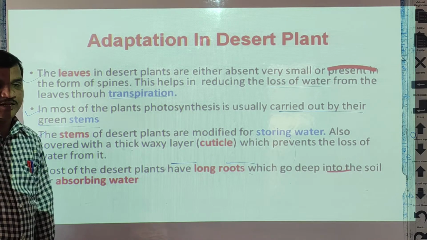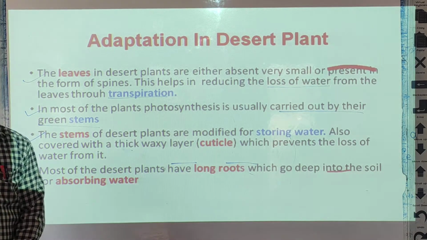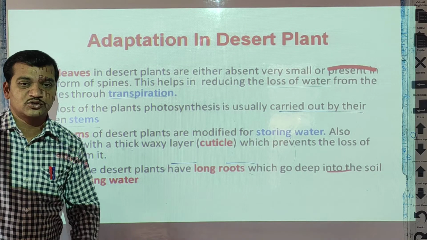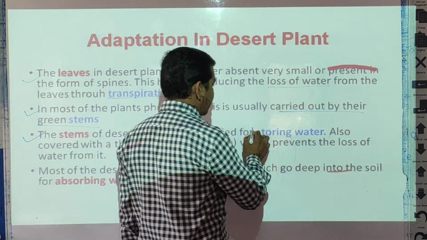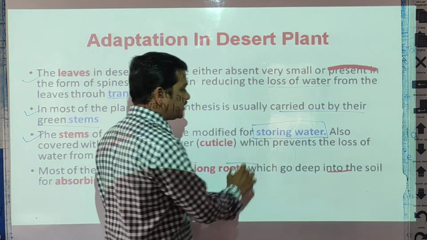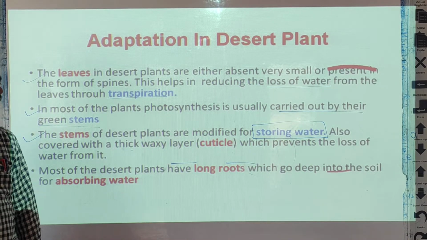Next one, the stems. The stems of desert plants are modified for storing water. This is a very important adaptation or special feature of desert plants. The stems are modified.